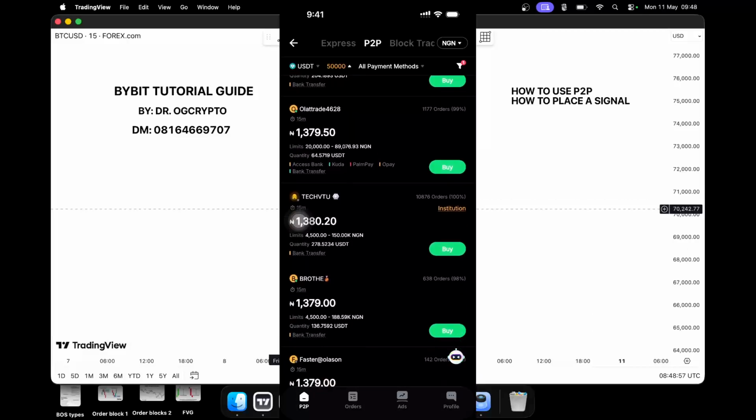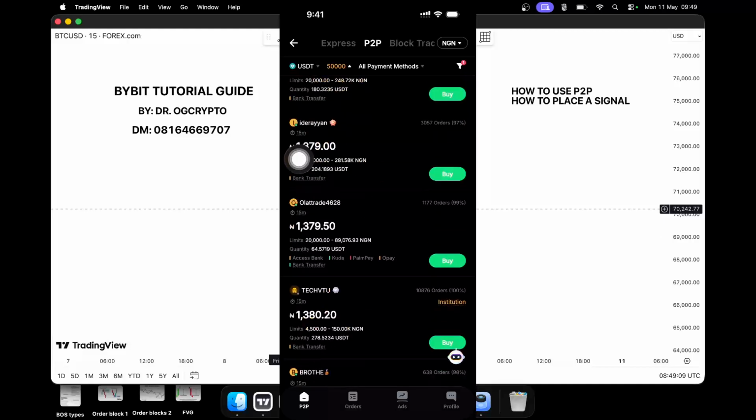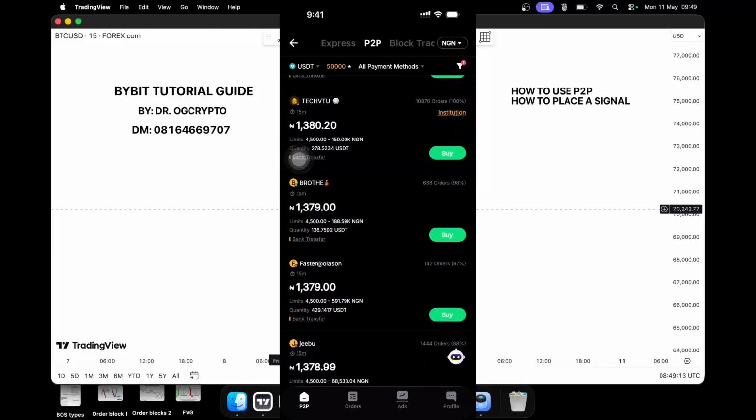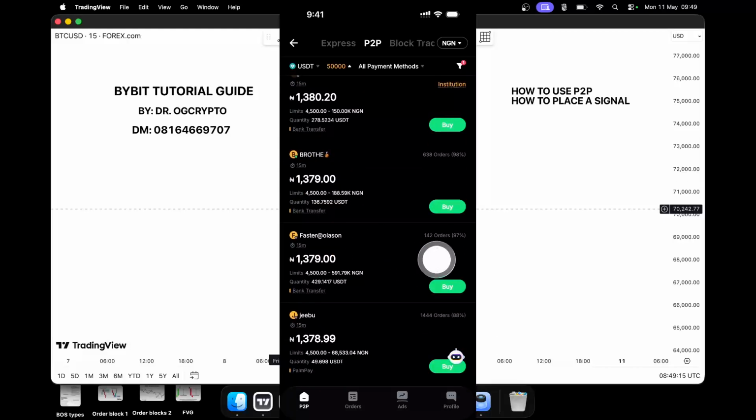You can also buy from this person, who has 10,876 orders, but you buy at the rate of 1380. So it's still close. Everything is still close to each other. So you can buy from any of them. You understand what I'm trying to say? But this person, I will not buy from, because he has only completed 142 orders. And even from the 142 orders, he still has a 97% win rate. I will not buy from this person.